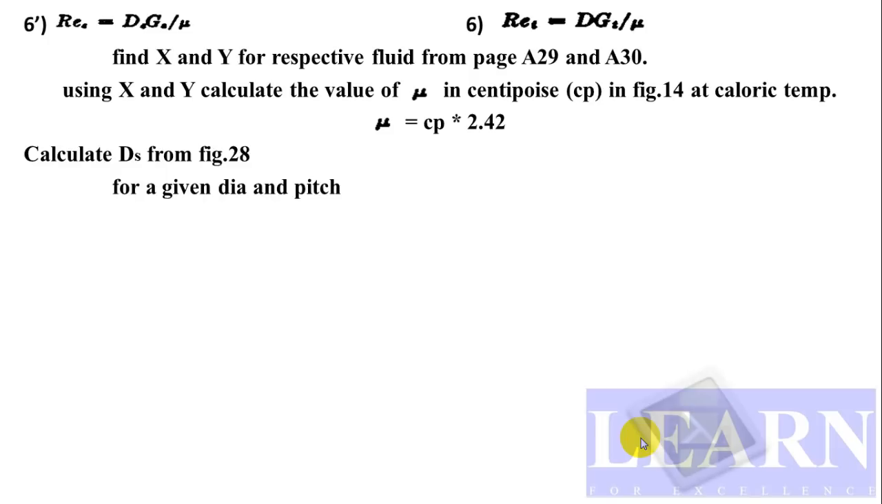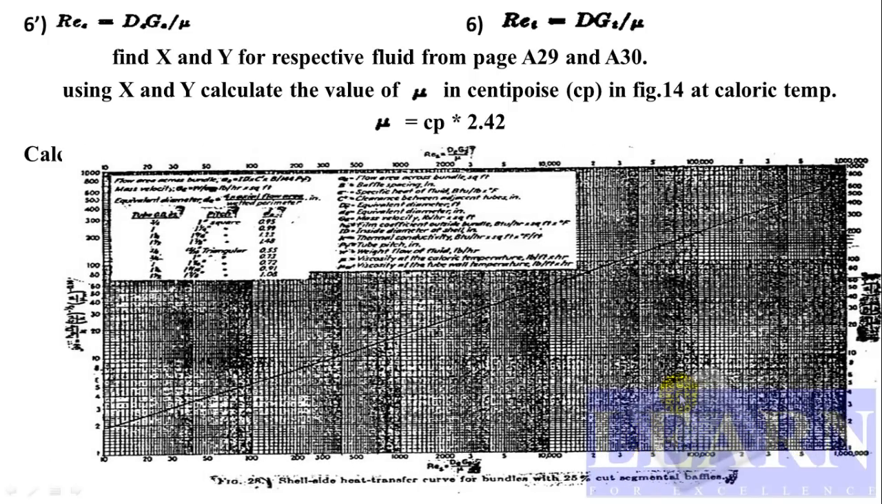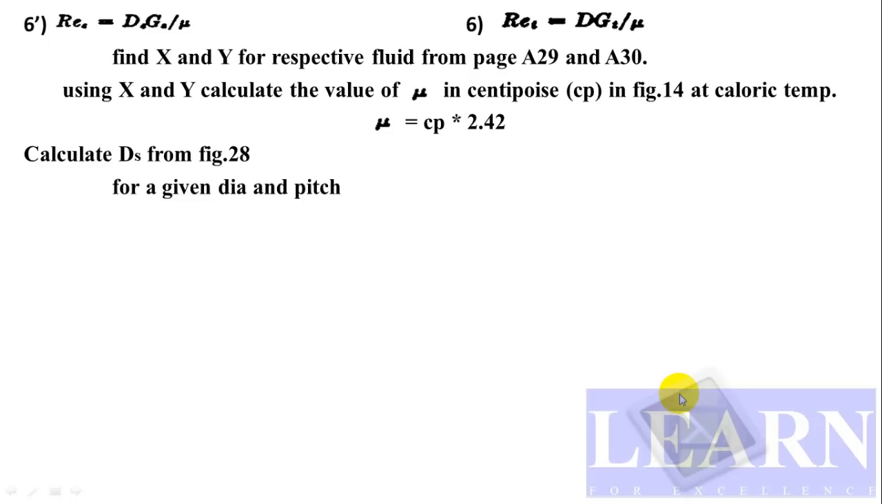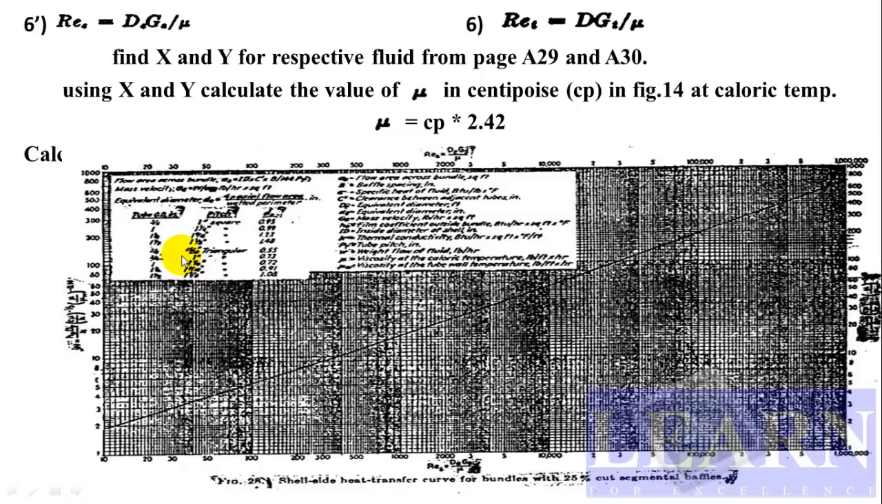Now the next part is finding the value of DS. In order to find the value of DS, we need to go to figure 28. Here we need to know the tube diameter and the pitch length. From this we can directly calculate the DS over here. Look here, I'm moving the mouse cursor over here. From this we can calculate the value of DS.